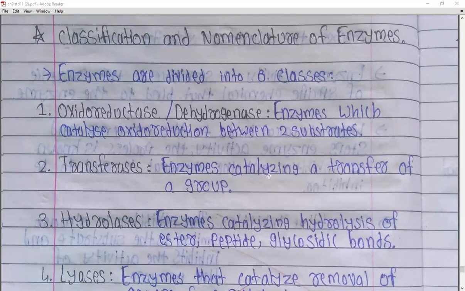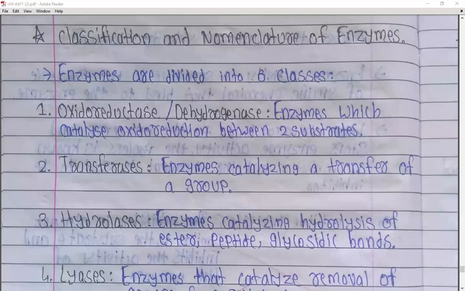So six different classes are there which are going to perform different types of functions. The first class is the oxidoreductase or dehydrogenase. These are enzymes which catalyze oxidoreduction between two substrates. They carry out the oxidation reduction reactions between the two substrates.